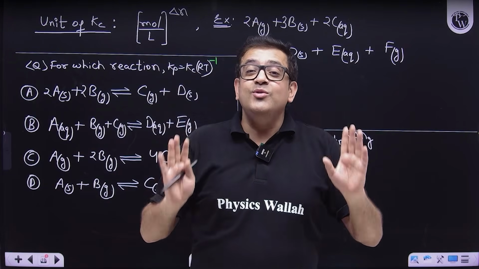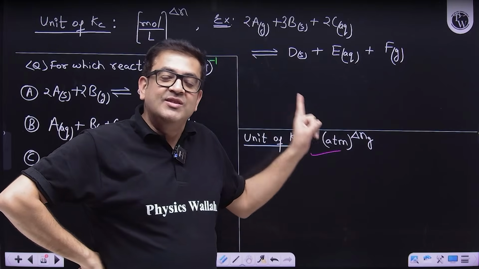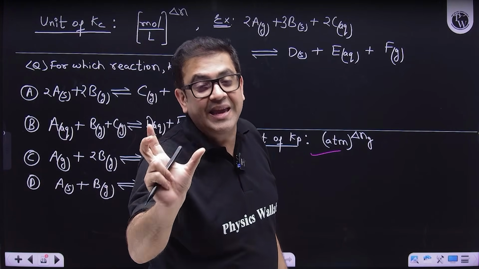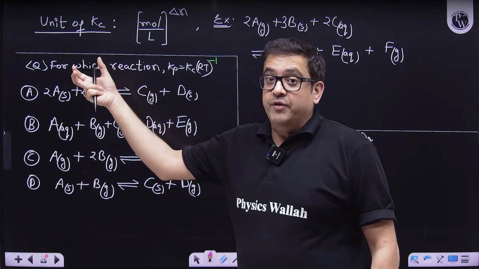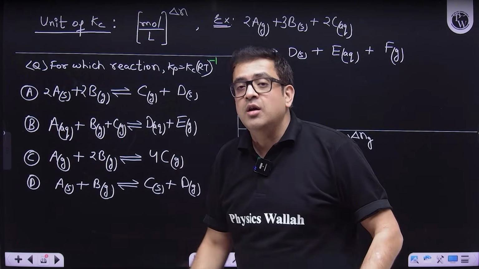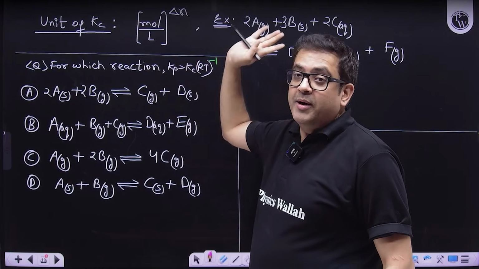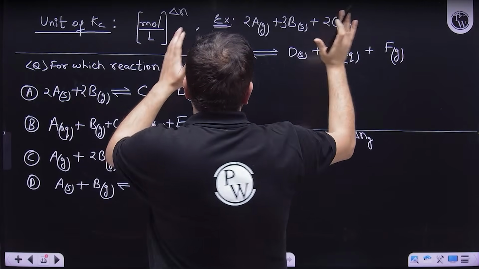For aqueous solution also, does aqueous solution apply pressure? So Kp is only and only defined for those reactions which have gases. But Kc is defined for aqueous solutions as well. So aqueous solution will also be given some concentration. So it will be mole per liter raised to power delta n, so that you consider those aqueous solutions as well. For example, I have given an example also.